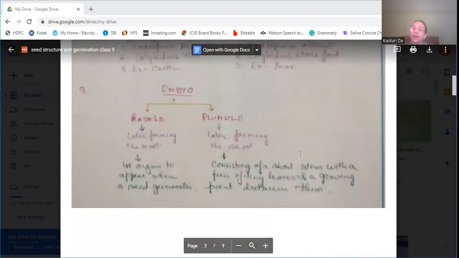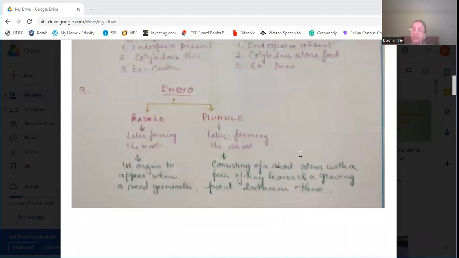Now, we know that there is an embryo present in the seed which germinates into a new plant. This embryo has two parts, radicle and plumule. Radicle later grows into the root system, and plumule later grows into the shoot system. The radicle is the first organ which appears when the seed starts germination. And the plumule consists of a short stem with a pair of tiny leaves and a growing point between them.